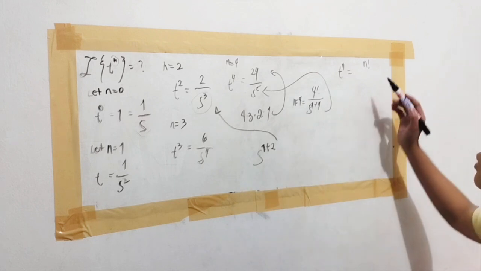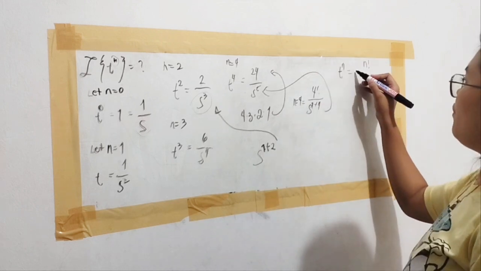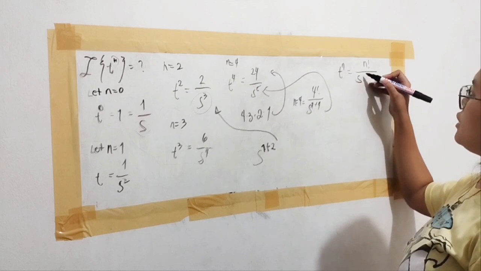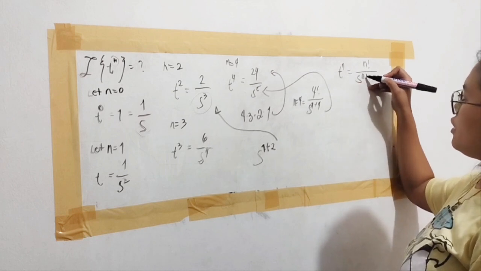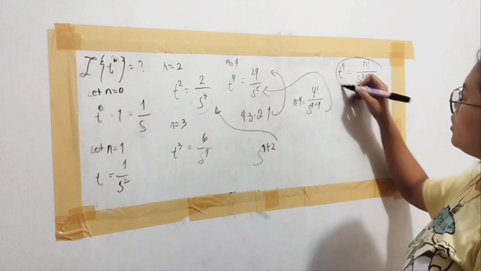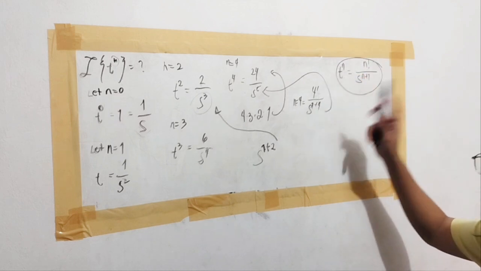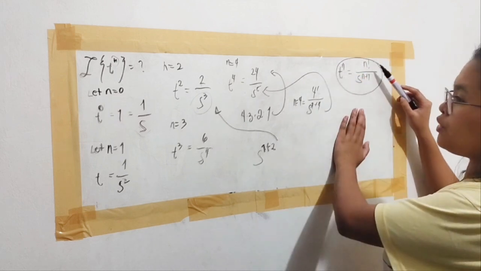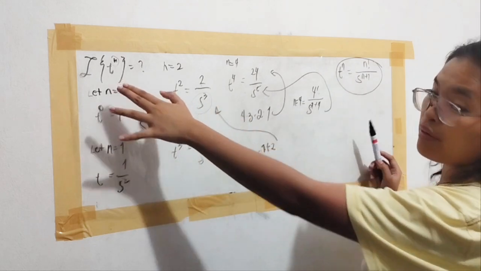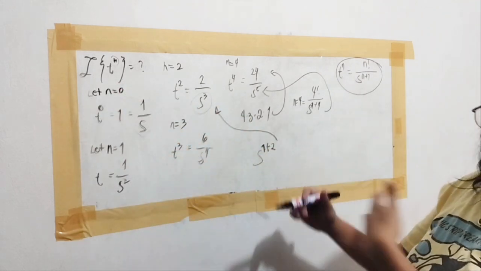So now we have s raised to n plus 1. So this is the Laplace transformation of t raised to n: n factorial over s to the n plus 1. Just this easy.